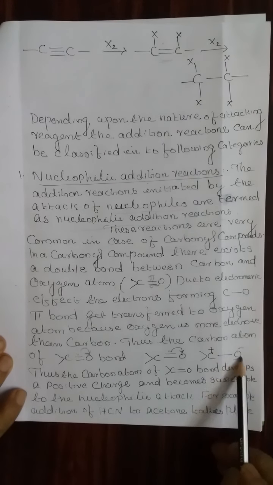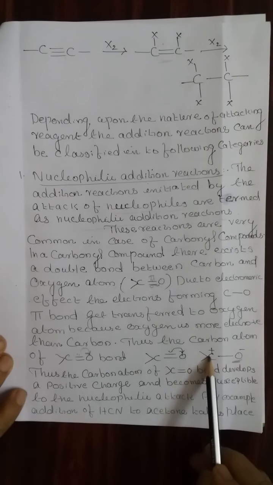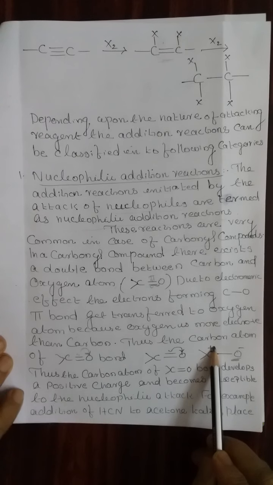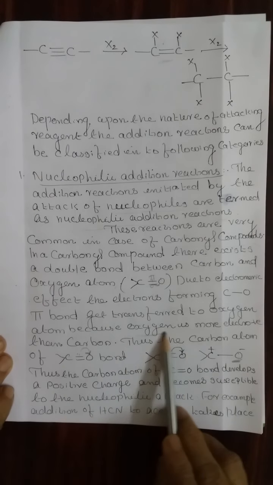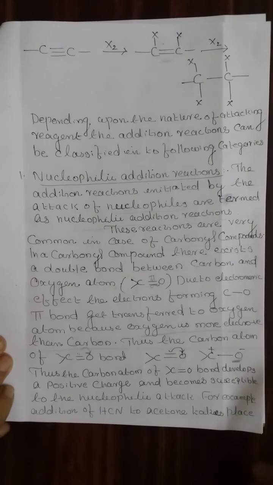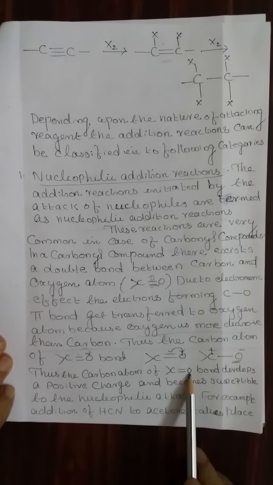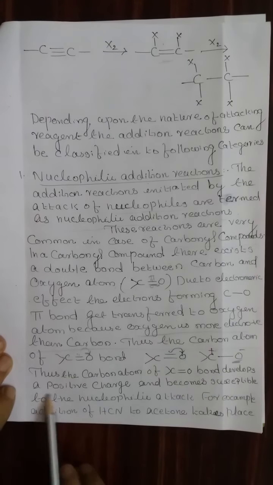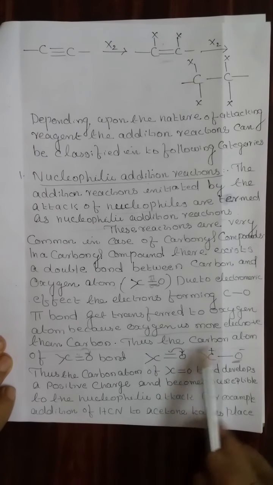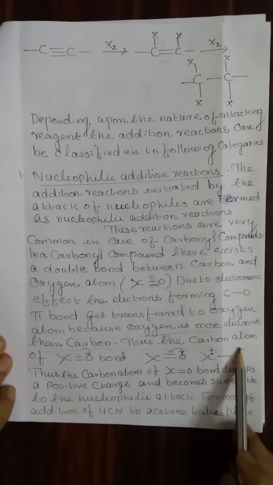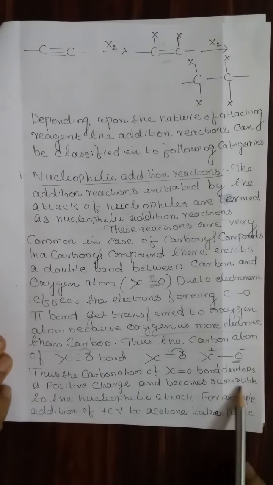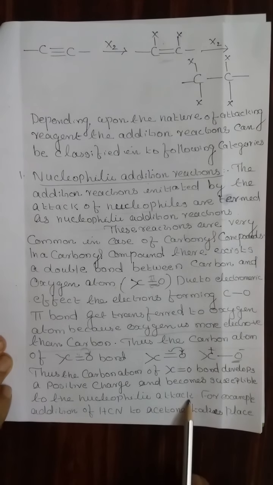Thereby, oxygen gets a negative charge and carbon gets a positive charge, because oxygen is more electronegative than carbon. Thus, the carbon atom of the C=O develops a positive charge, because of the shifting of electrons, and becomes susceptible to nucleophilic attack.